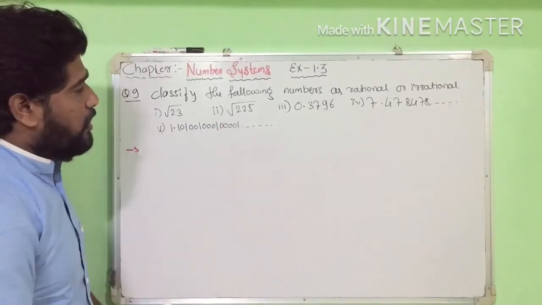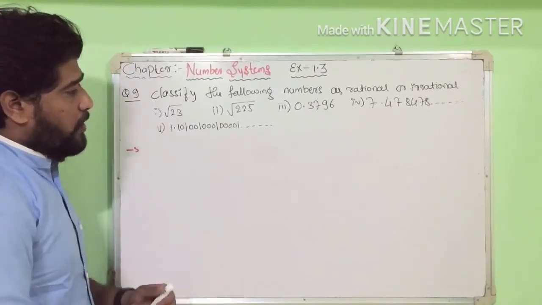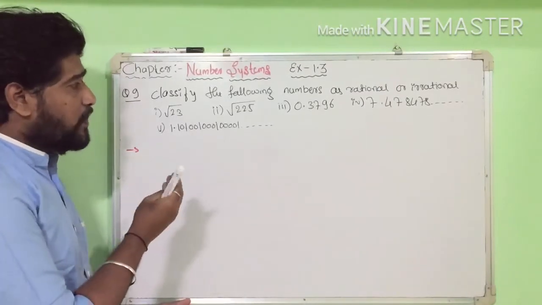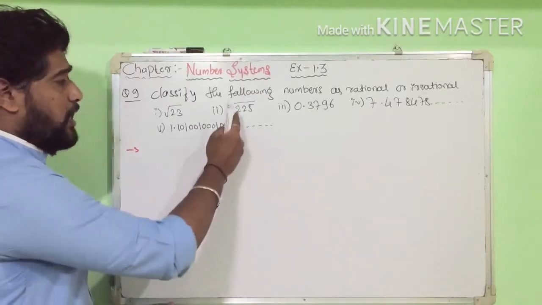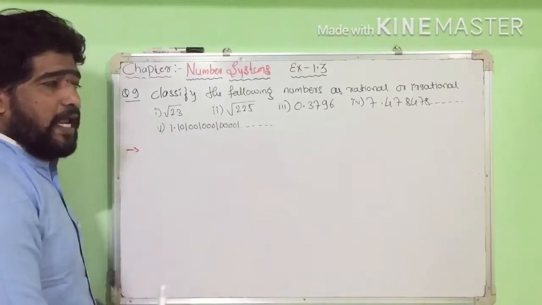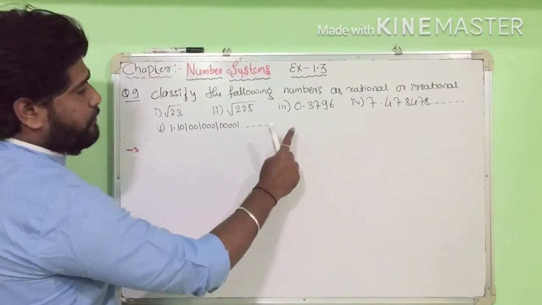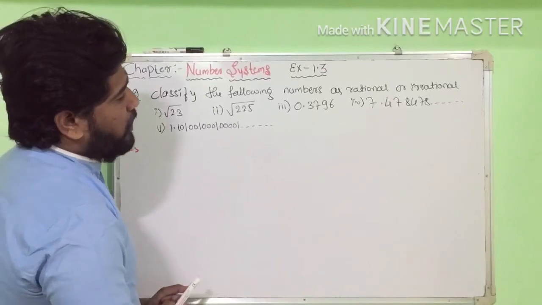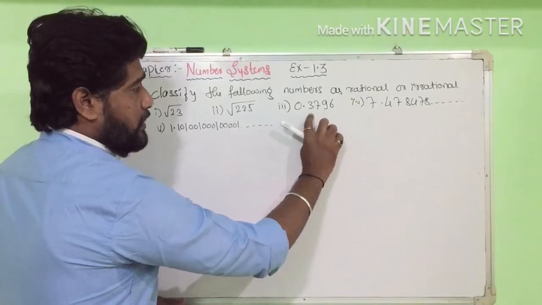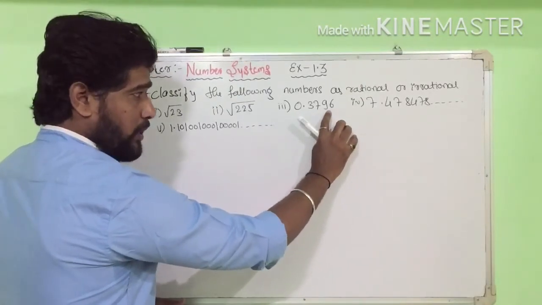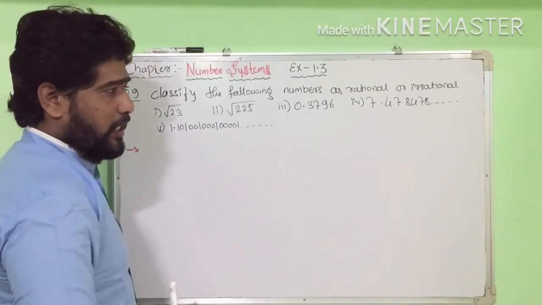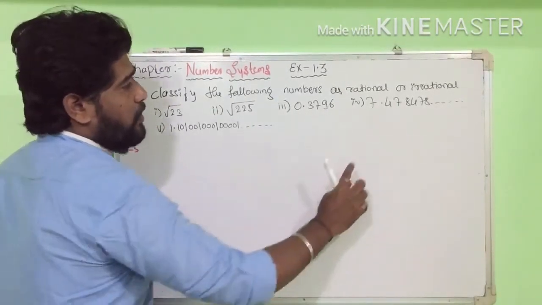And the second one they gave is root 225. Its square root is 15, so it is terminating. So it is a rational number. Is it clear? Next one is 0.3796. After the decimal there are 4 digits, so they are countable. So it is terminating, which means it is a rational number. Is it clear? So next one.